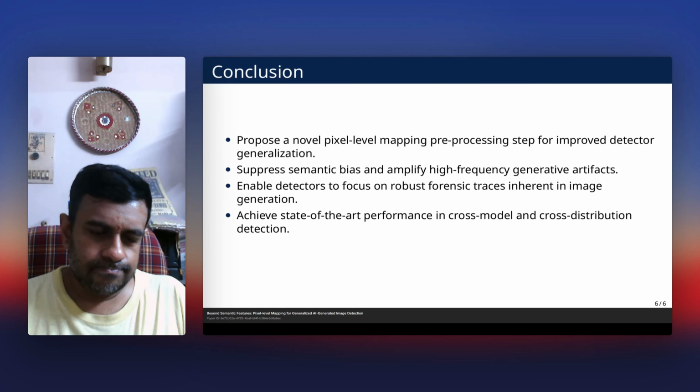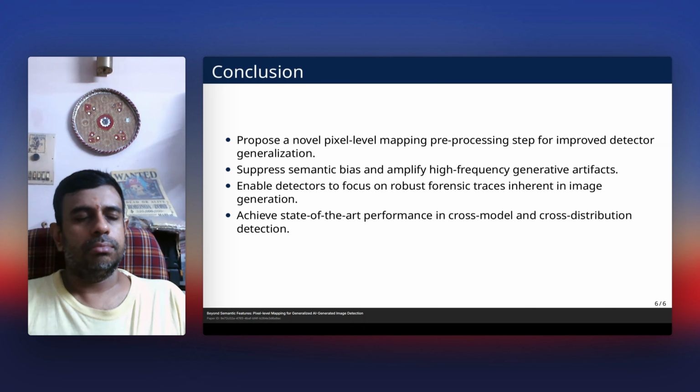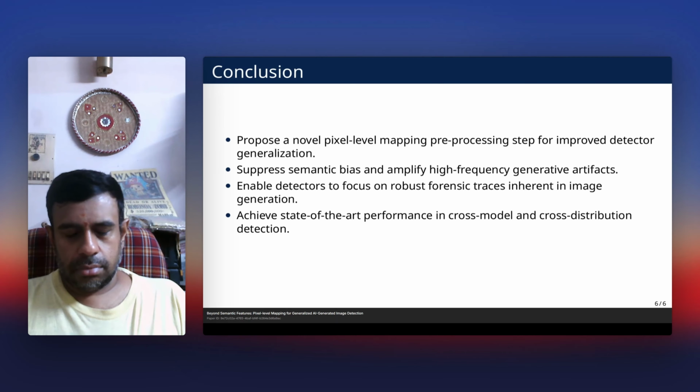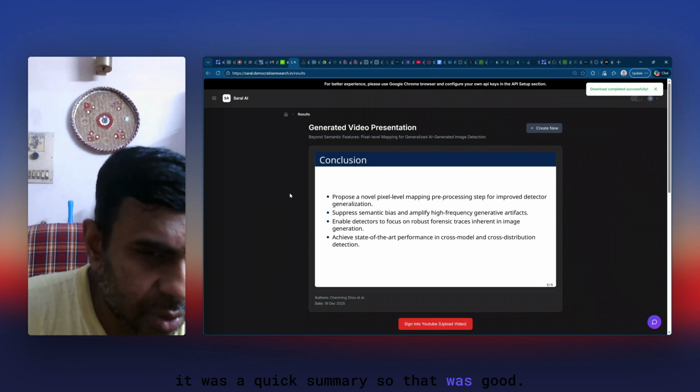This paper introduces a novel pixel level mapping preprocessing step that significantly enhances the generalization capabilities of AI generated image detectors. By transforming pixel values, the method effectively suppresses low frequency semantic bias and amplifies high frequency generative artifacts. This computationally efficient approach allows detectors to focus on more robust and generalizable forensic traces inherent in the image generation process. That's it. It was a quick summary, so that was good.